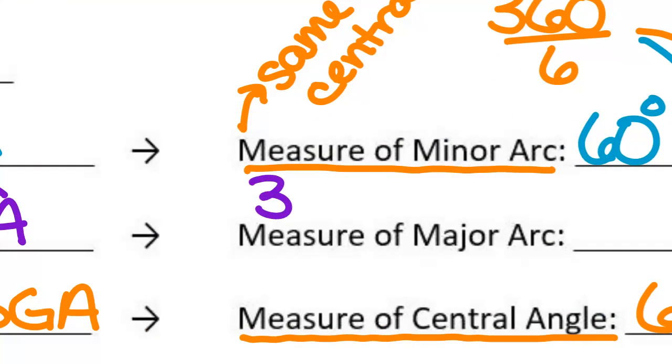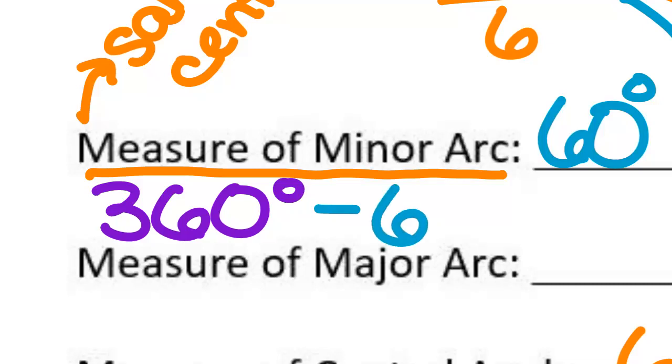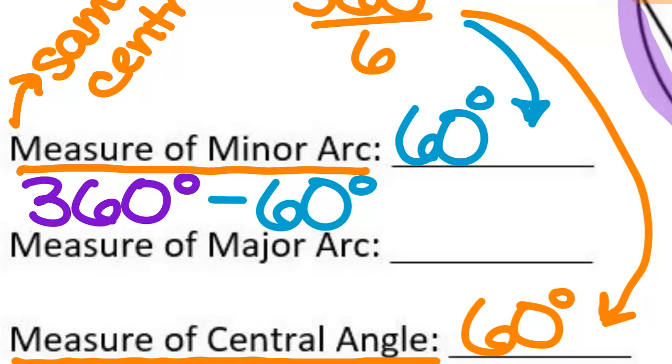That is an entire circle, 360, minus what? Minus 60, minus my minor arc. What is 360 minus 60? 300 degrees.